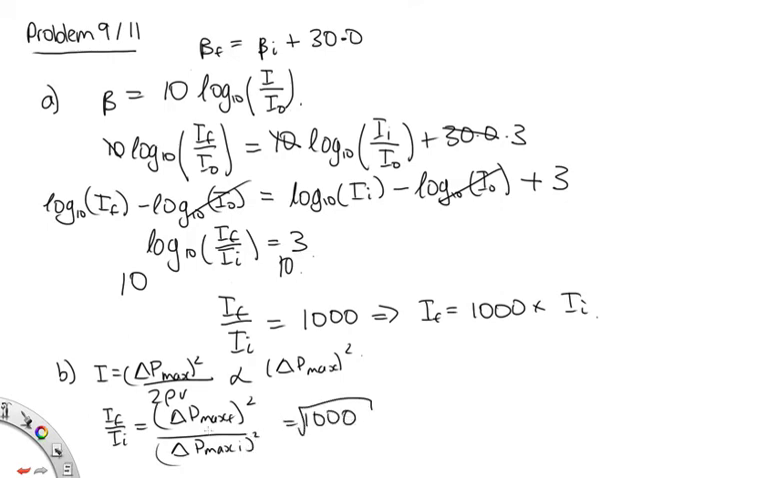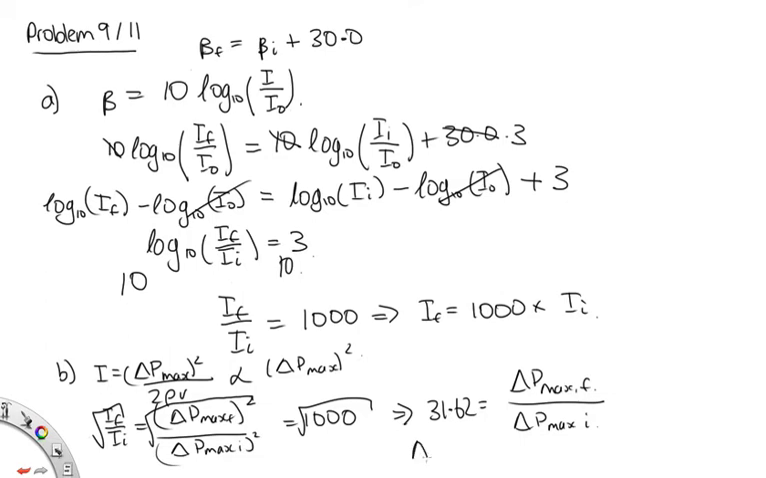Now if we take the square root of each of these, we end up with the square root of 1000, which is 31.62, equal to the pressure amplitude of the final one over the pressure amplitude of the initial one. This tells us that the final pressure amplitude is equal to 32 times the initial pressure amplitude, which is what we were asked to show.